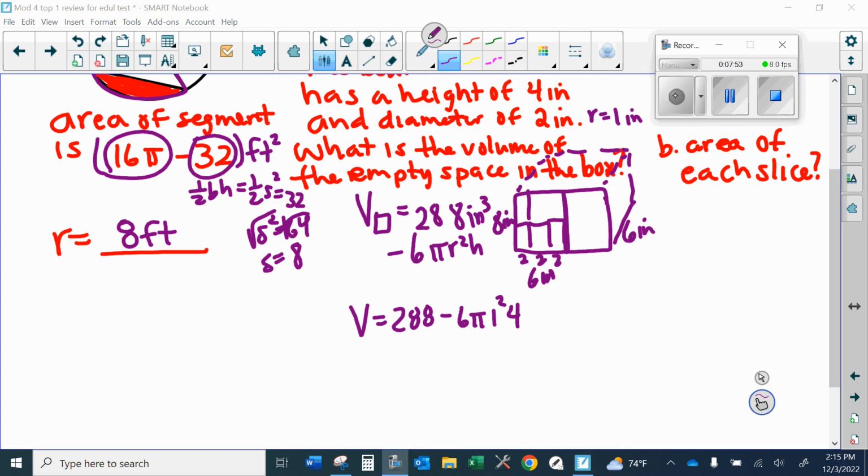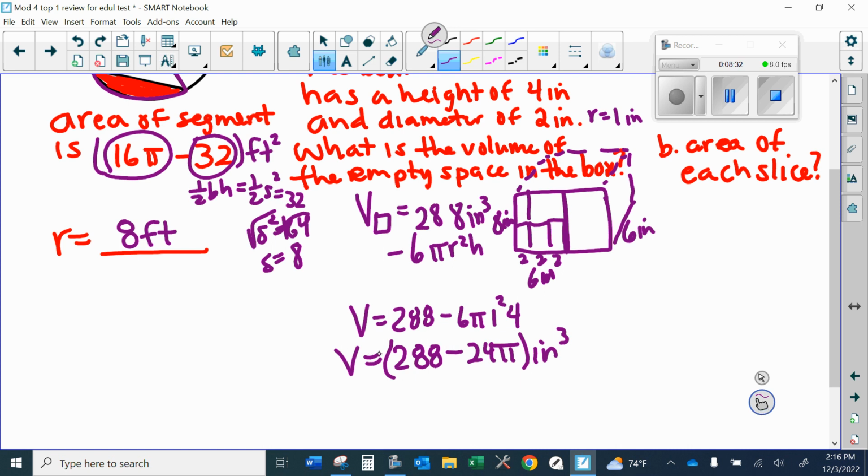Okay, so that would be 288 minus 24 pi cubic inches. Okay. So that's the exact answer. And if they want an approximate answer, you round to whatever they want you to go to. It doesn't say to go to anything, so leave it as exact answer. So that would be the exact answer.